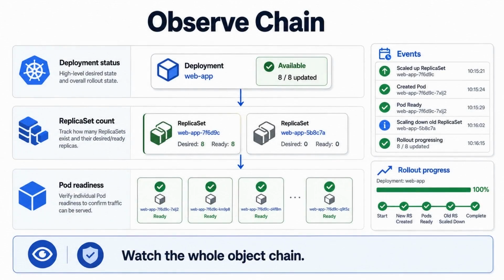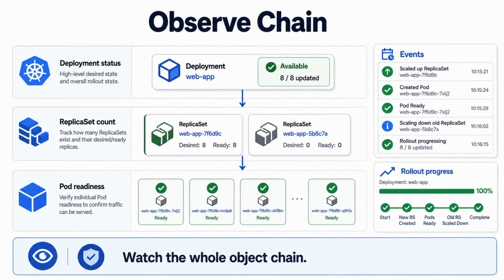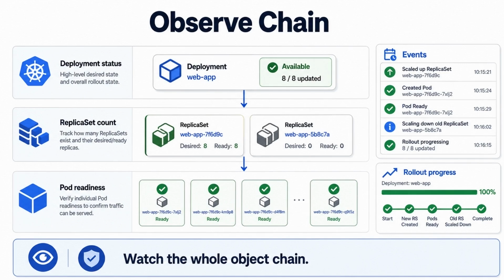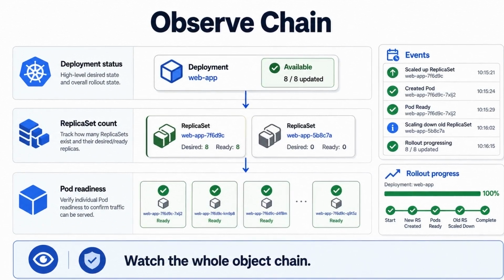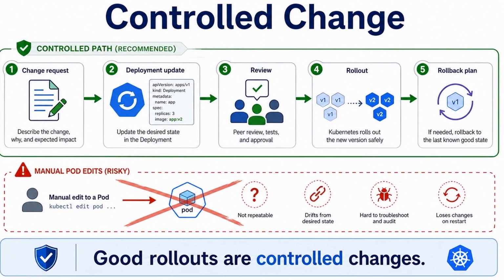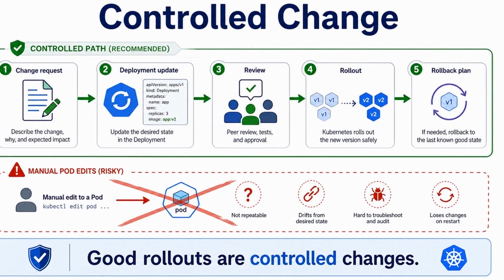When something goes wrong, do not inspect only one layer. Check the deployment status, the ReplicaSet count, pod readiness, and events together. The failure usually becomes obvious when you follow the chain. The senior habit is to change the declared application object, not patch random running pods. Controlled deployment changes give you review, rollout behavior, observability, and a rollback path.